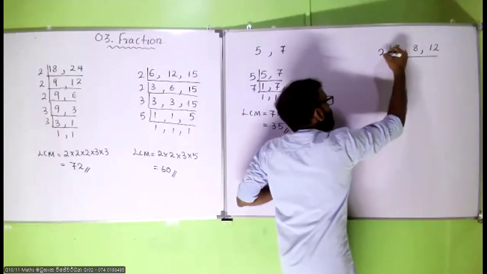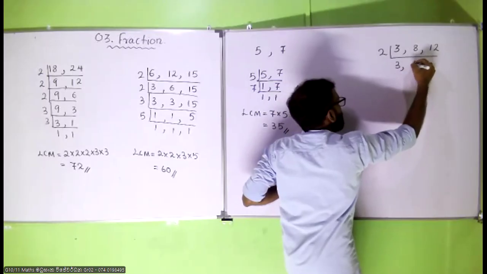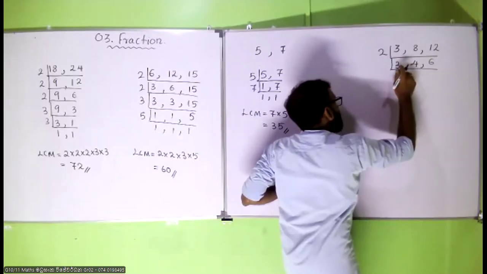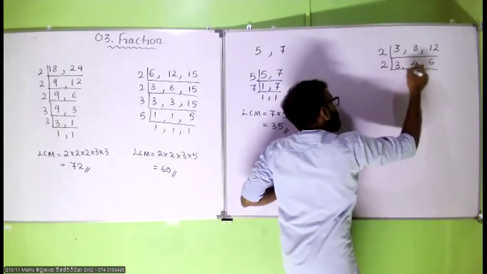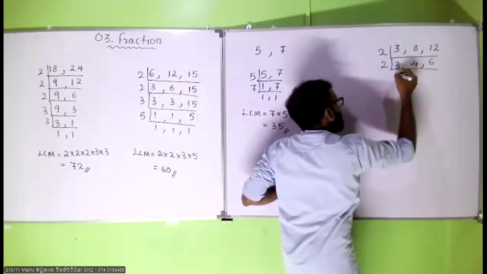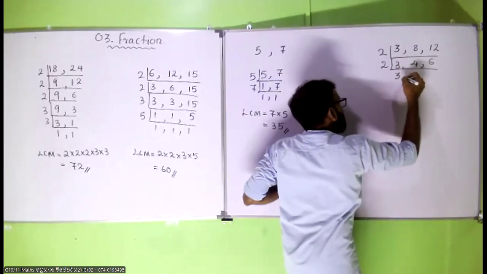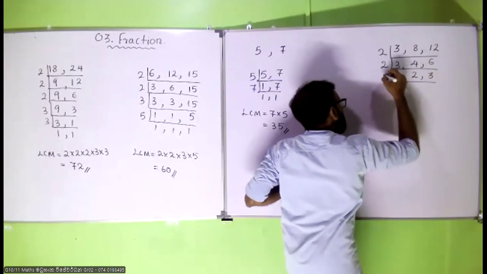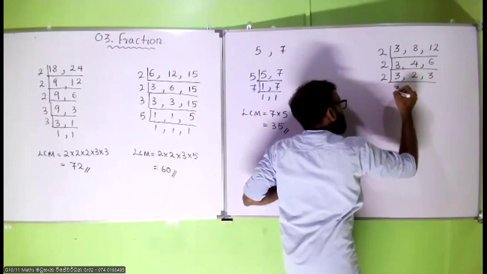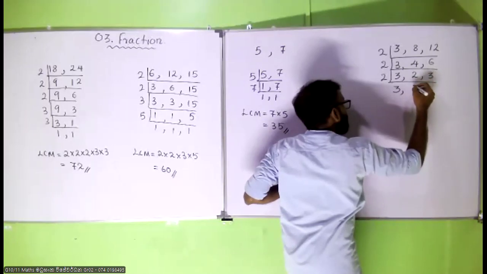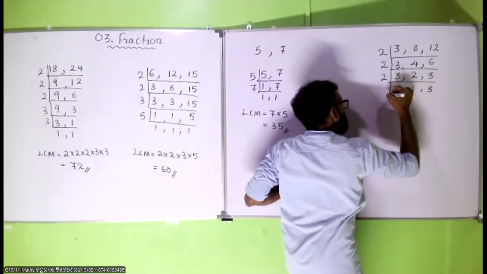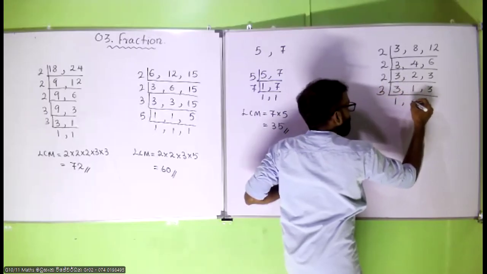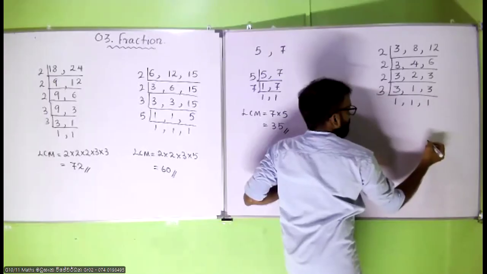Now 3, 8, 12. I can use 2 to divide, keep 3 as it is, 2 times 4 is 8, 2 times 6 is 12. Then again I can use 2 because I have 4 and 6, keep 3 as it is, 2 times 2 is 4, 2 times 3 is 6. Again I have 2 here, so I can use 2 to divide these numbers, 3 keep as it is, then 2 times 1, then 3 keep as it is. Then 3 times 1, 1, 1.